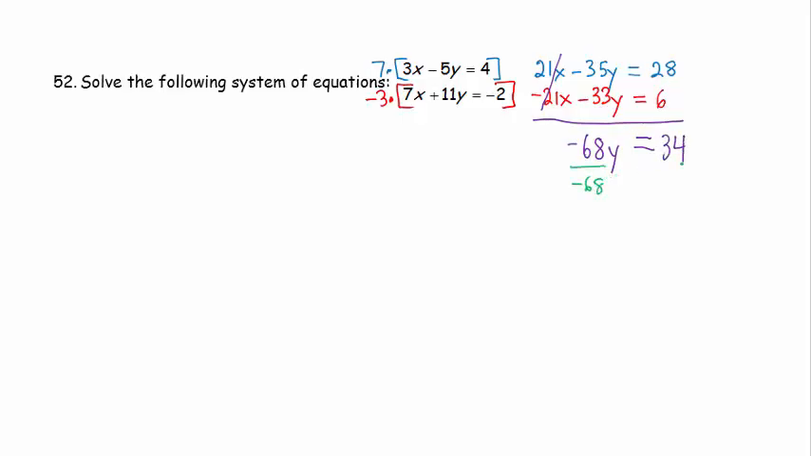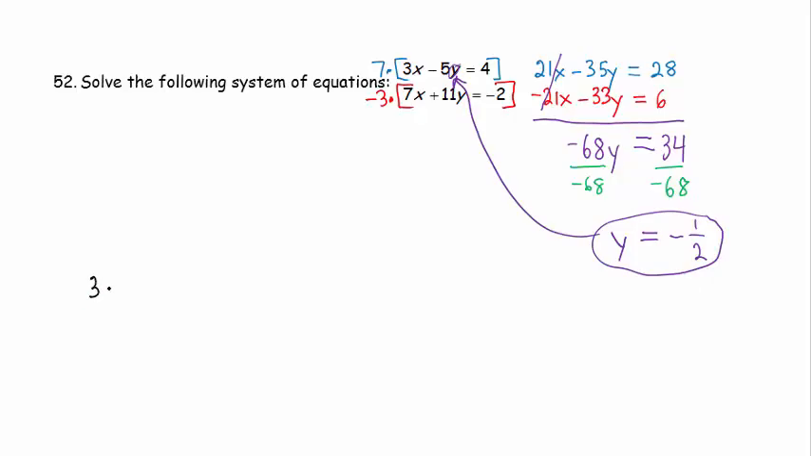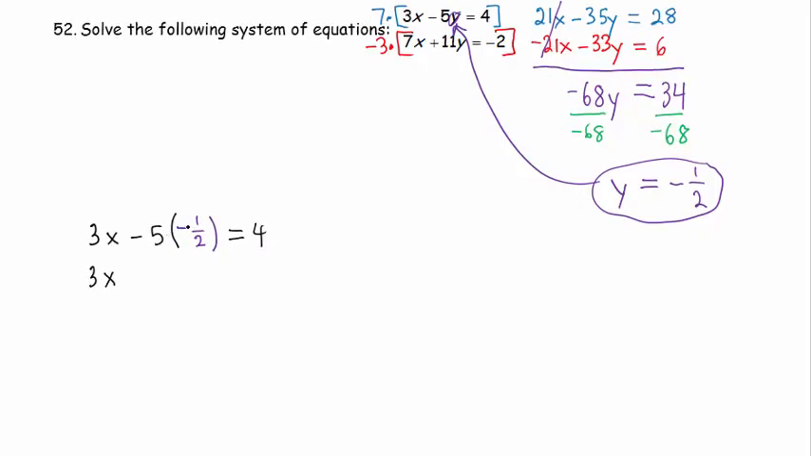Dividing both sides by negative 68, I get y equals positive divided by negative is negative. 34 divided by 68 is a half. I want to take this value of y and replace it into either one of the two original equations. I will put it right here. So we have 3x minus 5 times negative 1/2 equals 4. Negative times negative is positive, and 5 times a half is like 5 over 1 times a half. That gives you 5 halves.